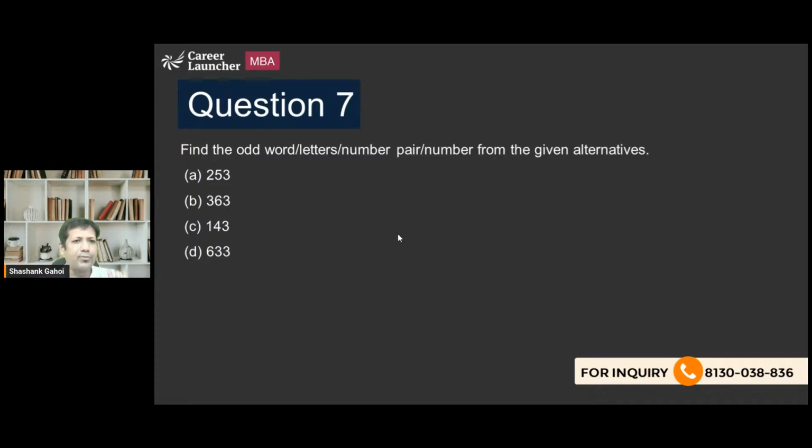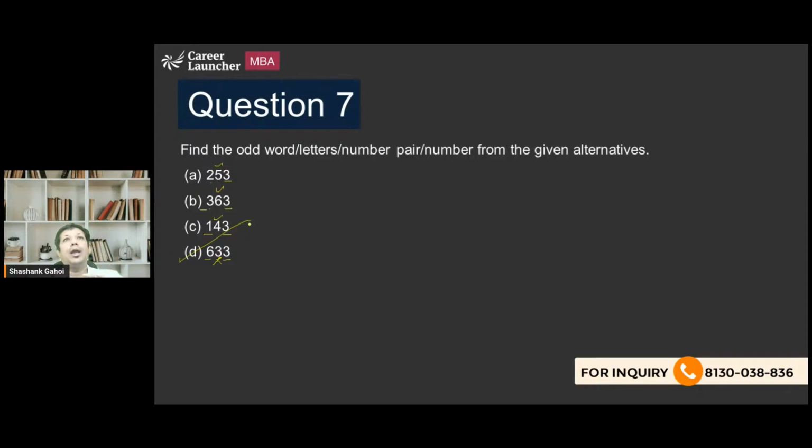Okay, so what I'm going to do, I'm going to think of something else. 2 plus 3 is equal to 5. 3 plus 3 is equal to 6. Okay. 1 plus 3, that is equal to 4. Okay. 6 plus 3, so this number should be 9, but this is not 9. So which one is the odd one out? That is option D. So this is how we are going to approach these kinds of questions.